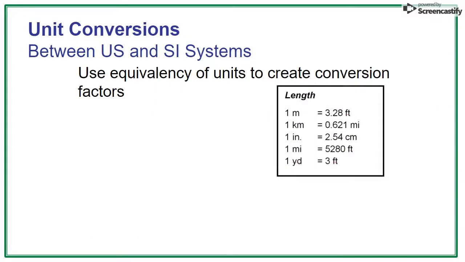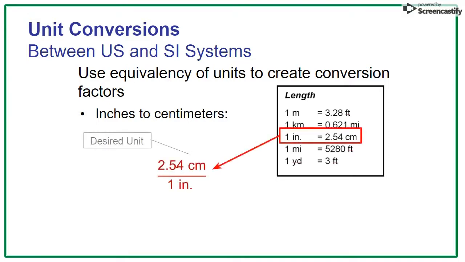The same concept of unit conversion applies when converting between the US and SI systems. Use equivalencies to create conversion factors with the appropriate numerator and denominator. Some of the common equivalencies between the US and SI systems are provided on the PLTW formula sheet. Let's look at a conversion factor for changing inches into centimeters. The desired unit is placed in the numerator, and the given unit is placed in the denominator. Like all conversion factors, the value of the fraction is 1.